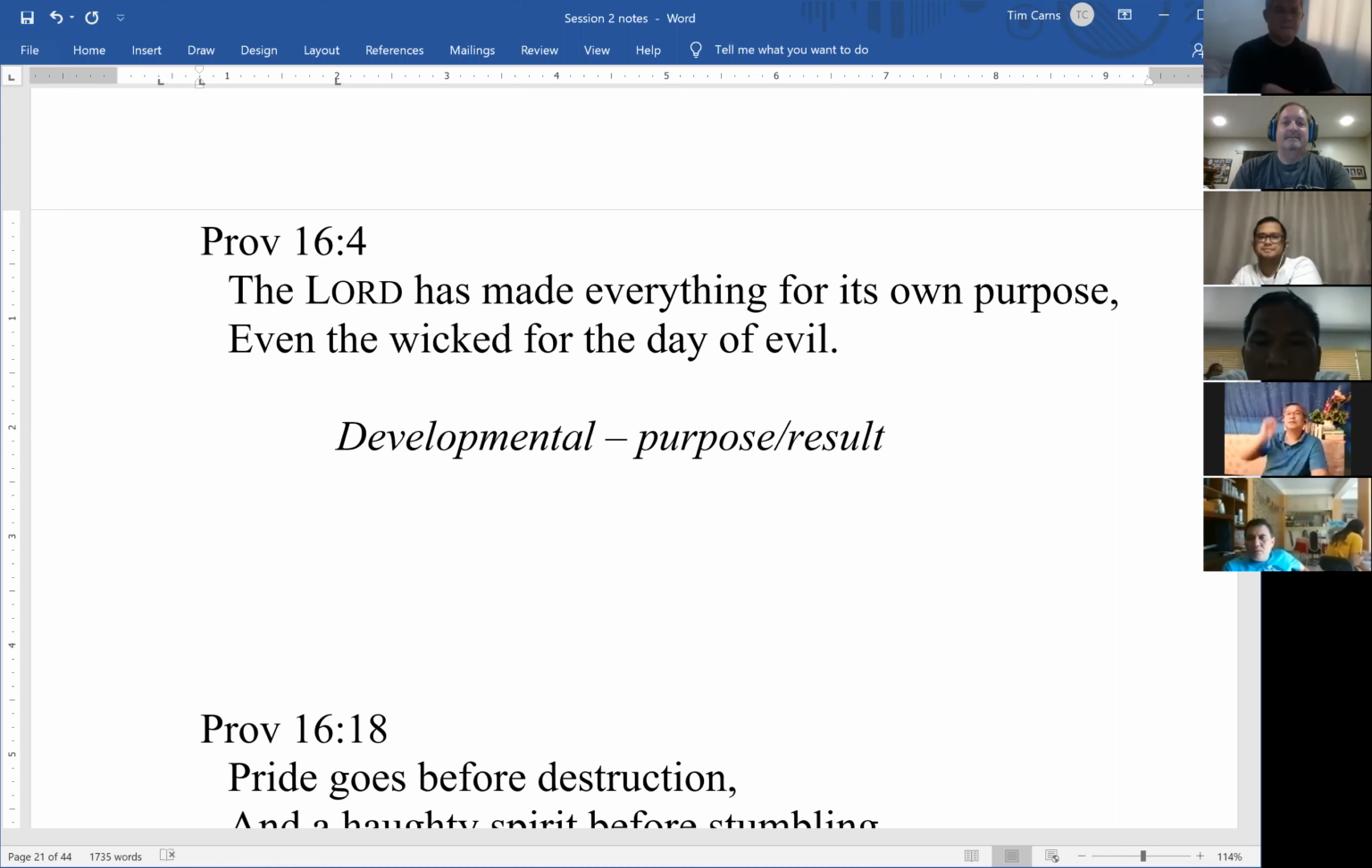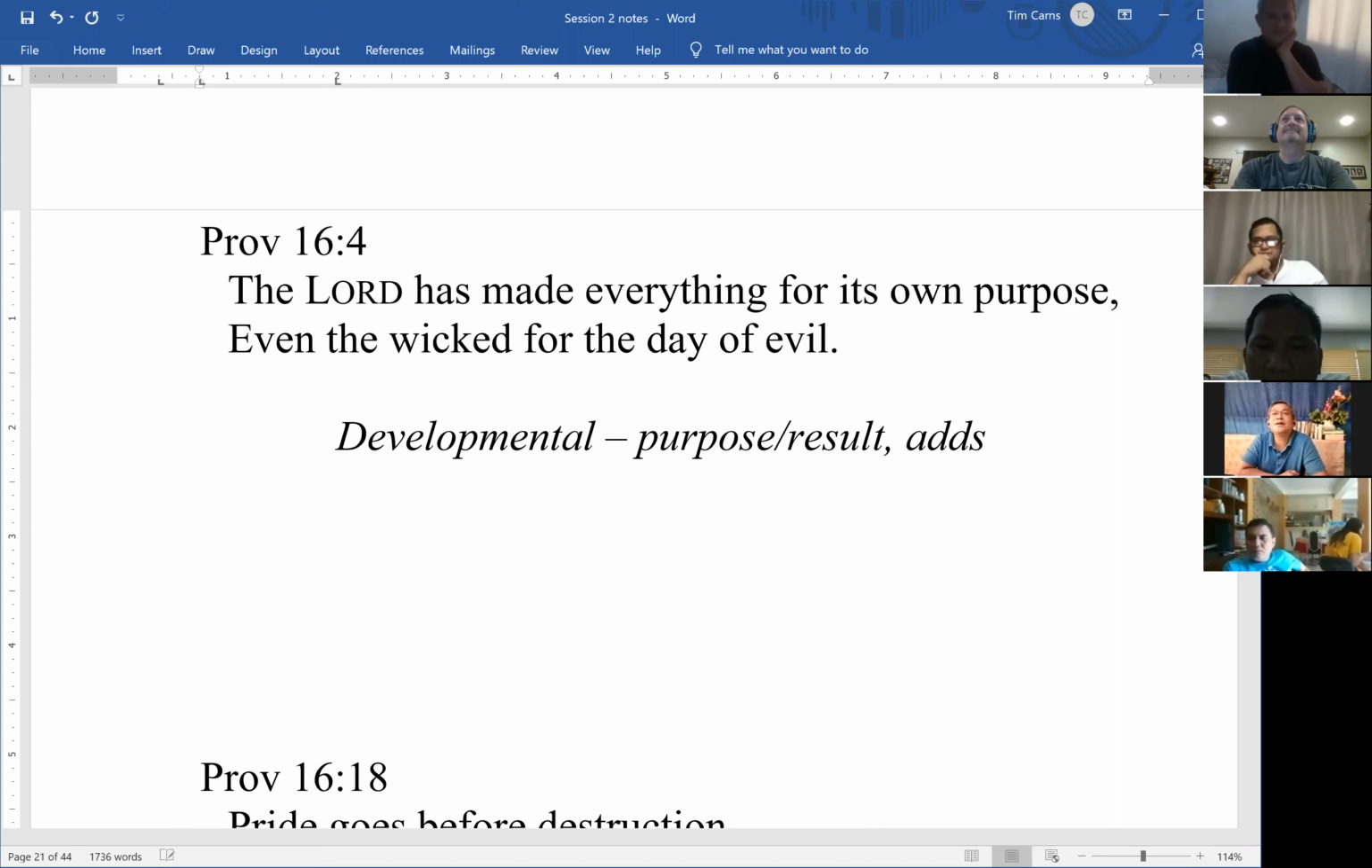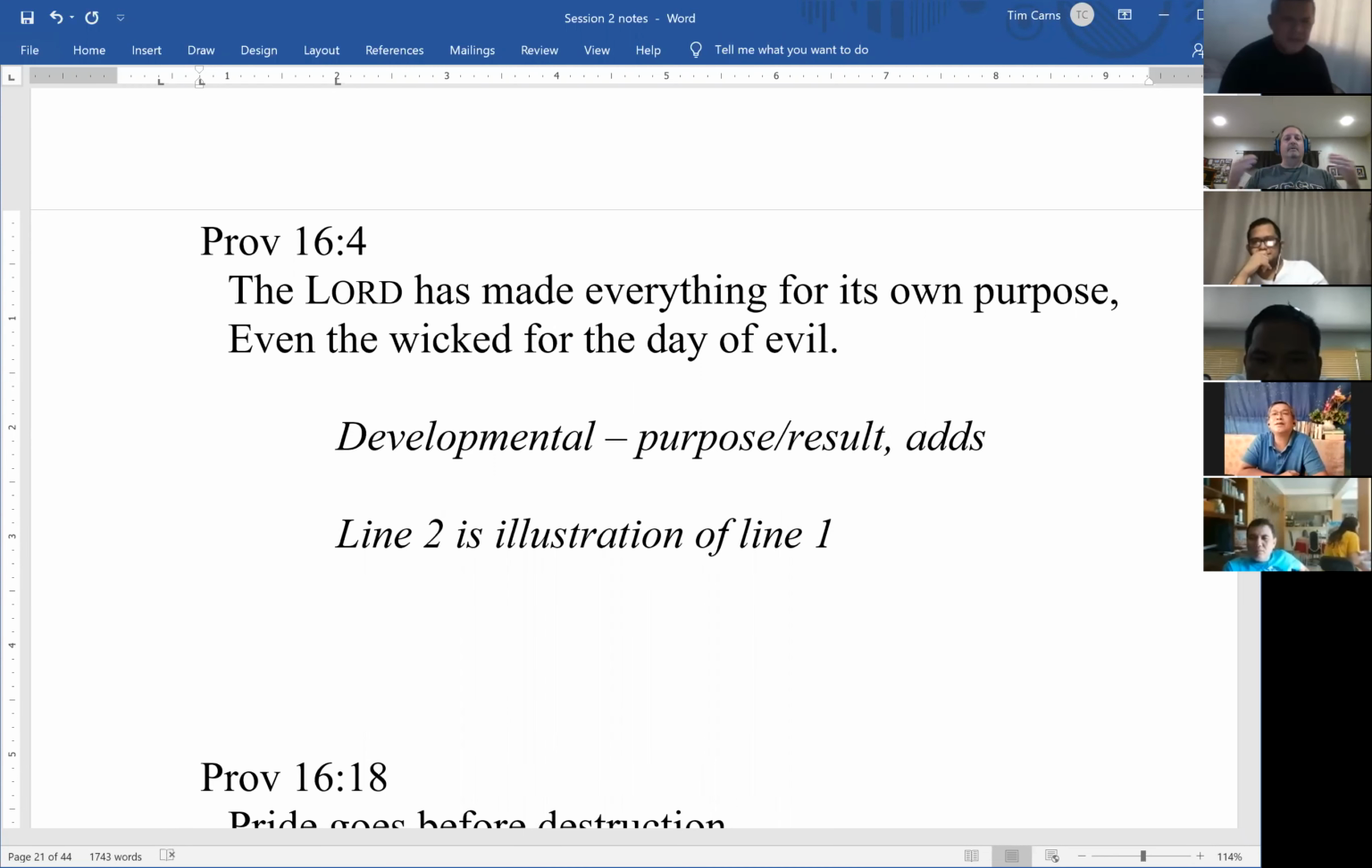It's adds. It's addition. Okay. So I hear adds. How about this? Illustrate. Yes. I think it's an illustration. Line 2 is an illustration of line 1. The statement is the Lord has made everything for its own purpose, and then an illustration of that is he's made the wicked for a day of evil, or a specific example.